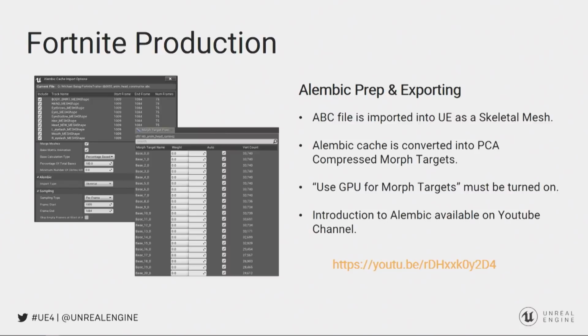and loaded into Unreal, where it's converted into PCA compressed morph targets and then loaded into RAM. And then what we would do is spawn the individual heads per shot inside of the engine. There's a YouTube clip here from Epic that describes the whole Olympic pipeline. I really highly suggest, if you're interested in that, grab that clip so that you can watch that later.